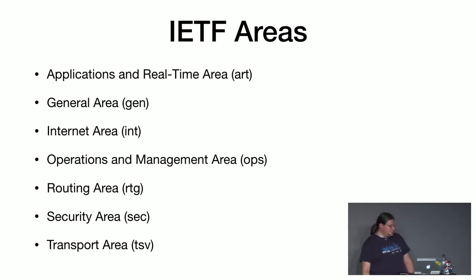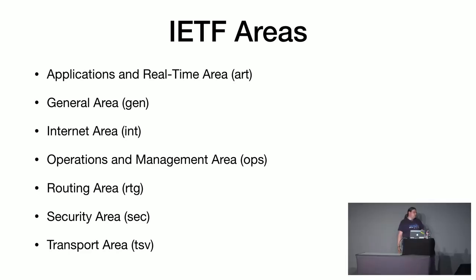There's operations and management, which is mostly about practices, how to manage networks. The routing area, which is mostly about BGP and other routing protocols. The security area, where things like TLS or IPsec get standardized. And the transport area. This is the area we're talking about today because we are talking about transports like TCP, QUIC, SCTP. And this is also the area where TAPS works.